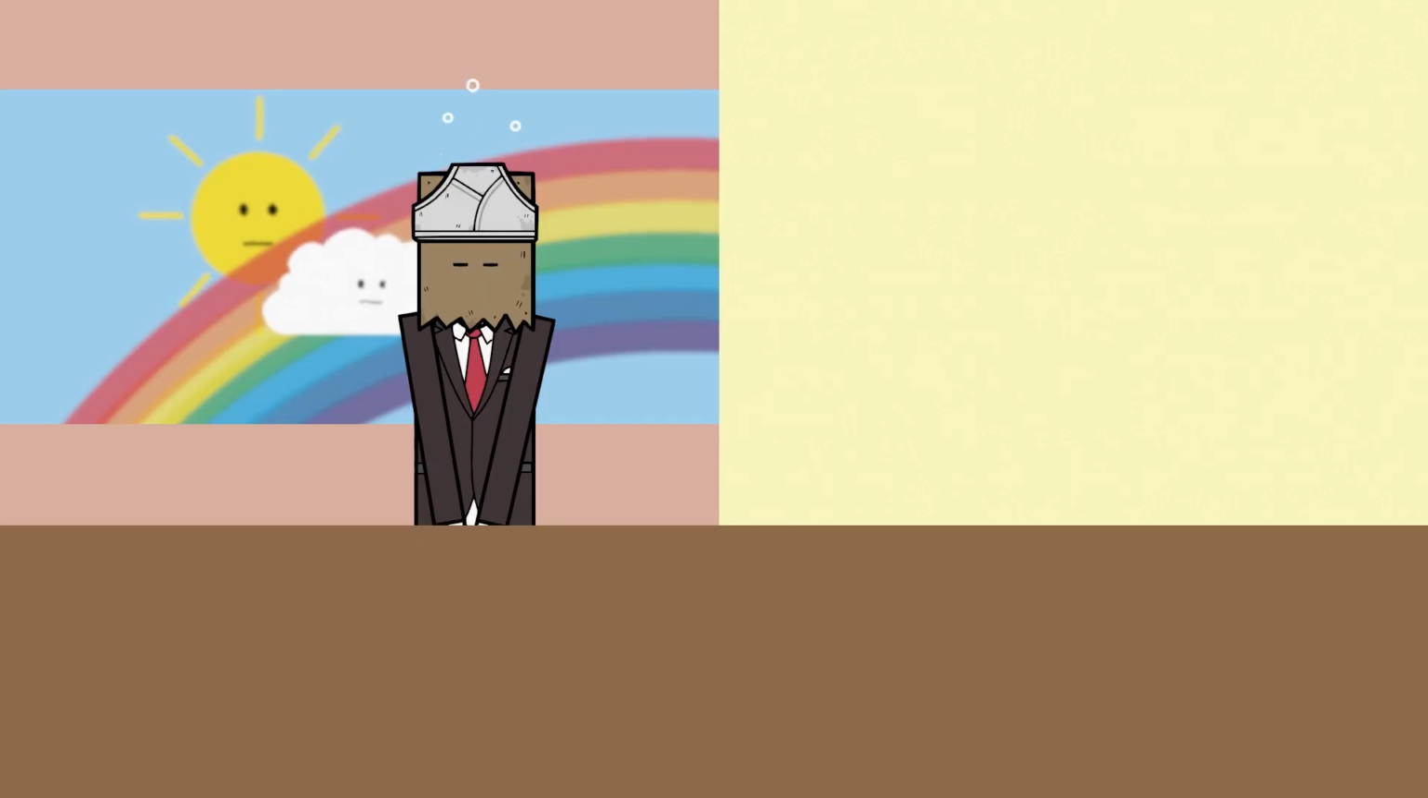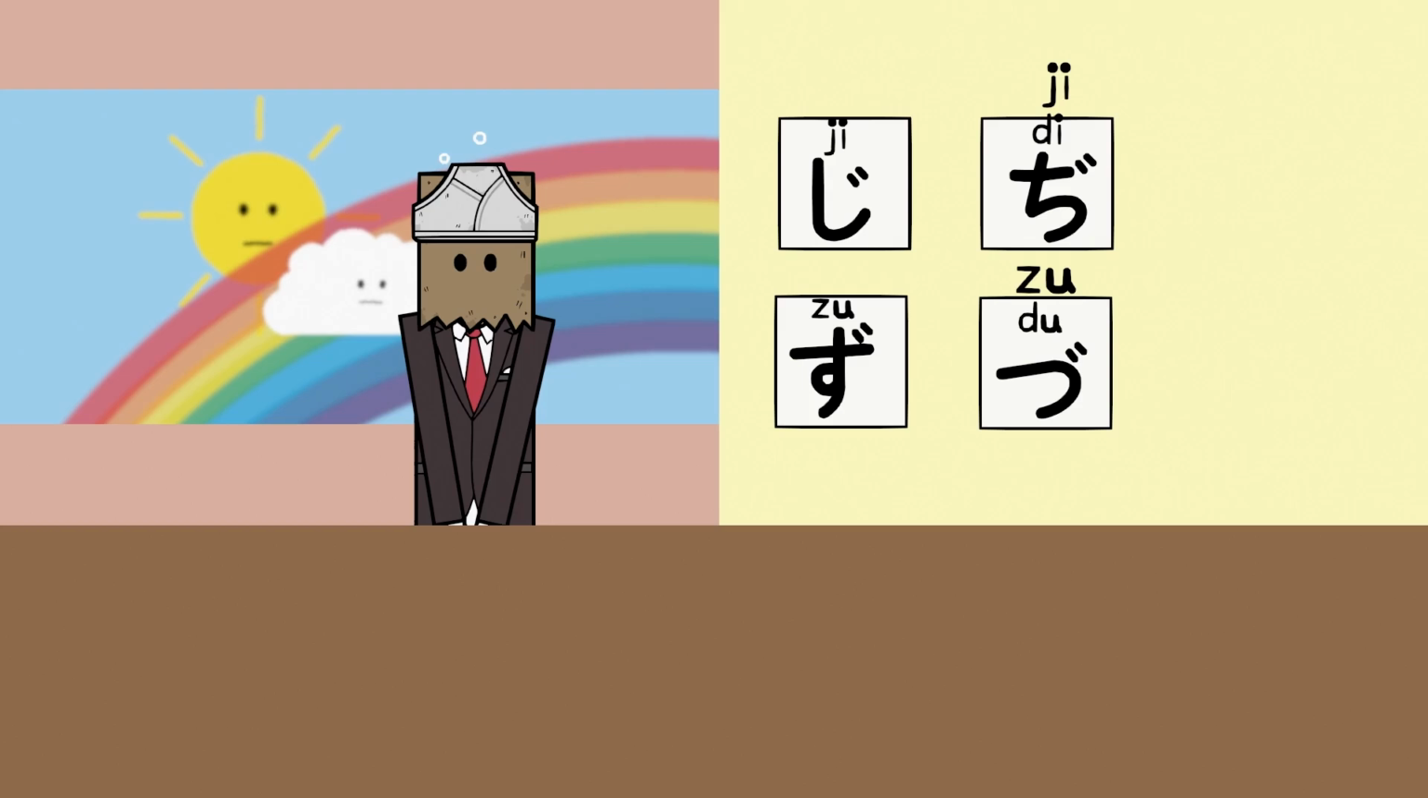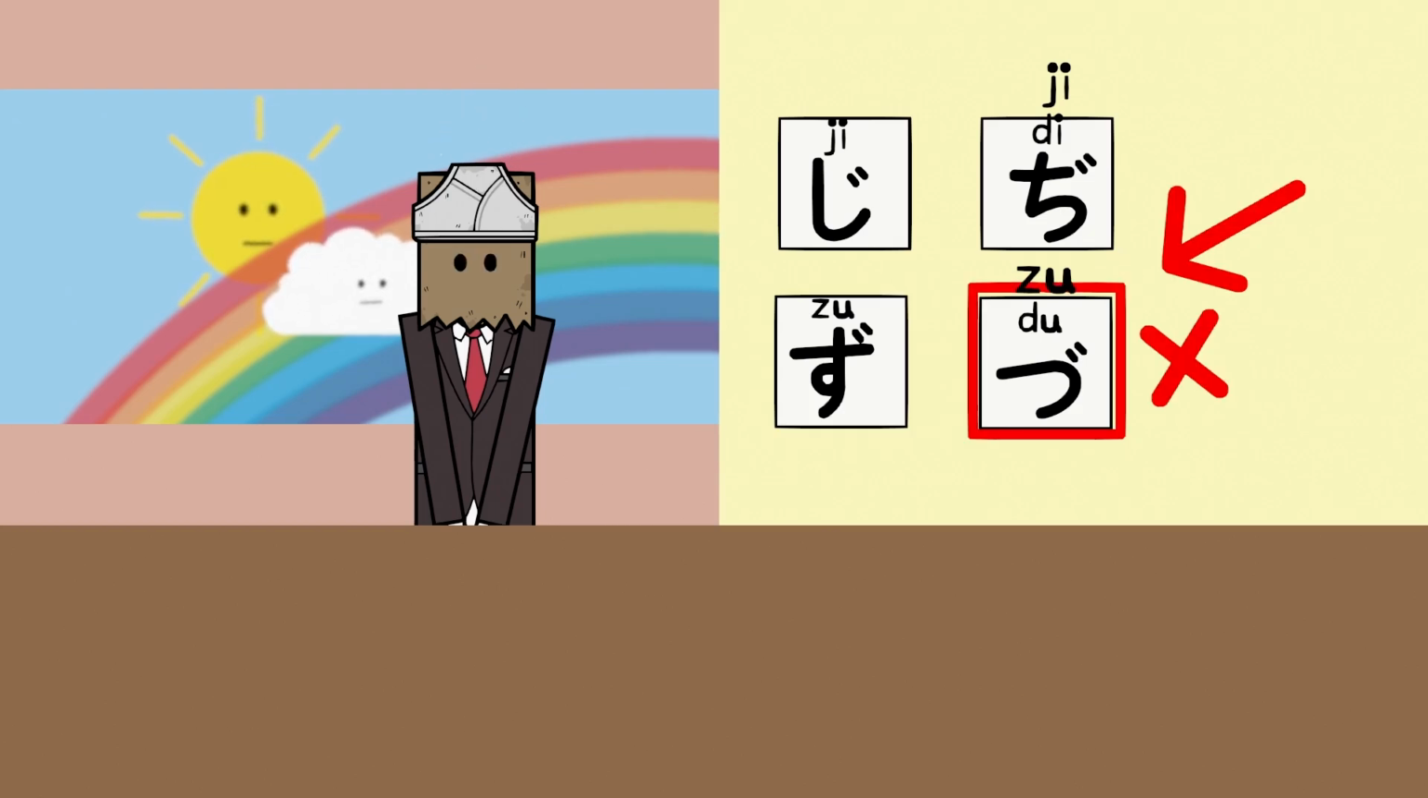So let's go over these 4 characters real quick. This G and this G are pronounced the same. This G is used a lot and this G is not so much. It's the same for this zu and this zu. This zu is used a lot and this zu is almost never used.